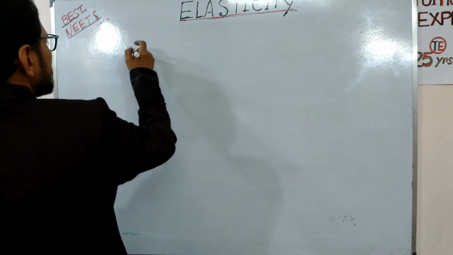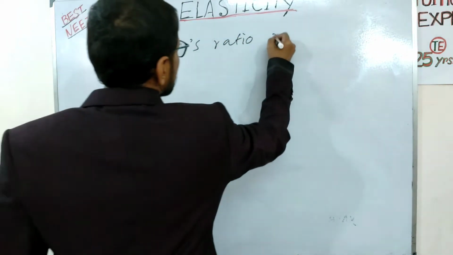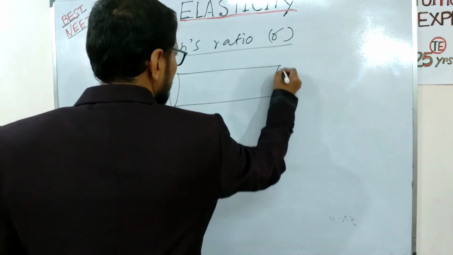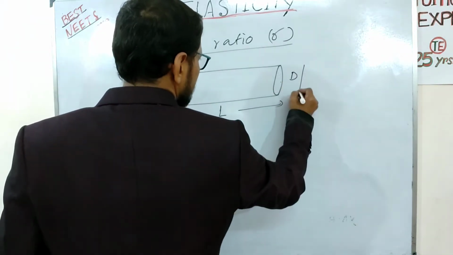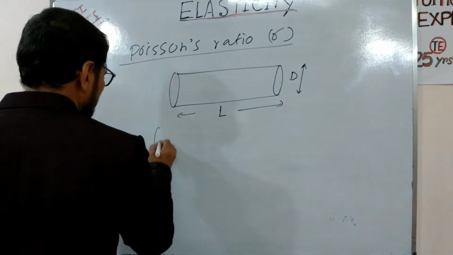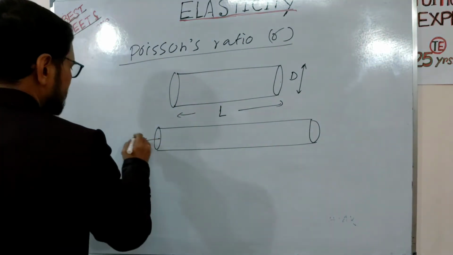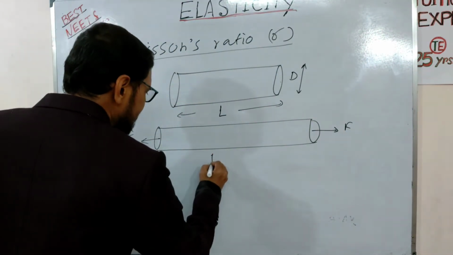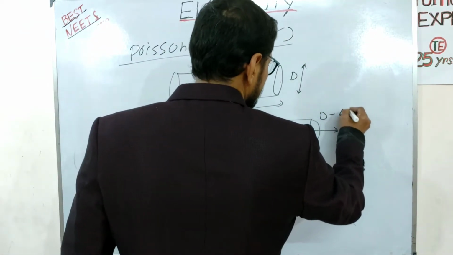An important term is Poisson's ratio, denoted by sigma. What is Poisson's ratio? Suppose this is a rod, length L and diameter D. Now an external force is applied on the two ends of the rod. Then the length is increased to L plus del L and the diameter is decreased to D minus del D.